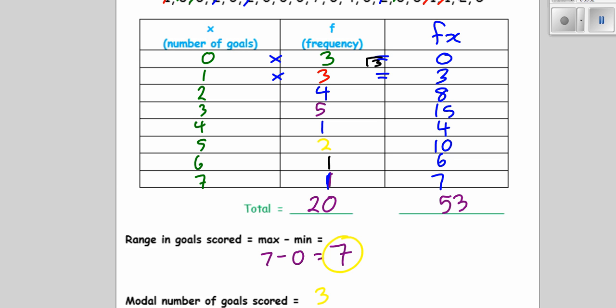So 3, 3 plus 3 is 6, 6 plus 4 is 10. So would you agree our 10th number is going to be a 2? Yes. And our 11th number is going to be a 3. If you wrote this out, there'd be 3 zeros, 3 ones, 4 twos, and 5 threes. Because 10.5 is the position, it's going to be the average of the 10th number and the 11th number. So what would be the average of those? 2.5.